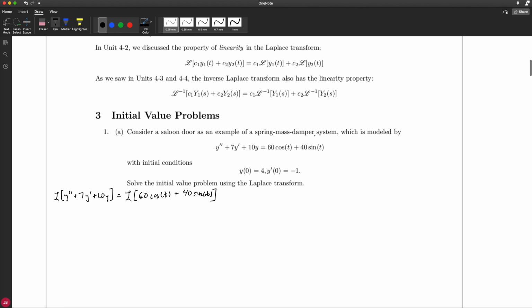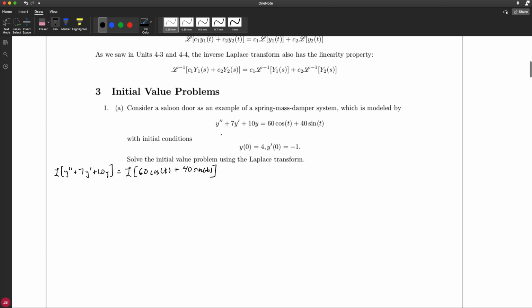Notice it's essentially a spring mass system. And we have this forcing function, so this driving force here, given by the function 60 cos t plus 40 sin t. And we'll see how that affects the behavior of the saloon door for large time values.